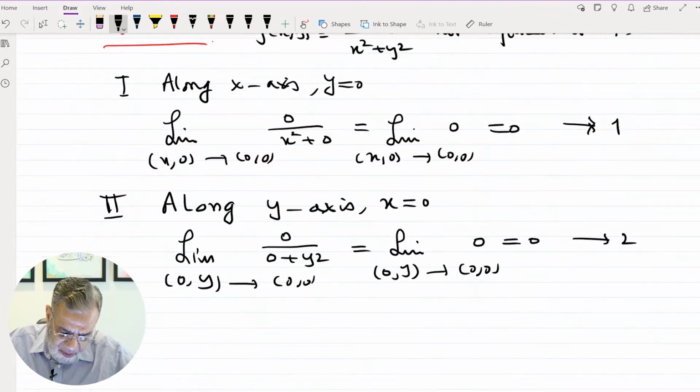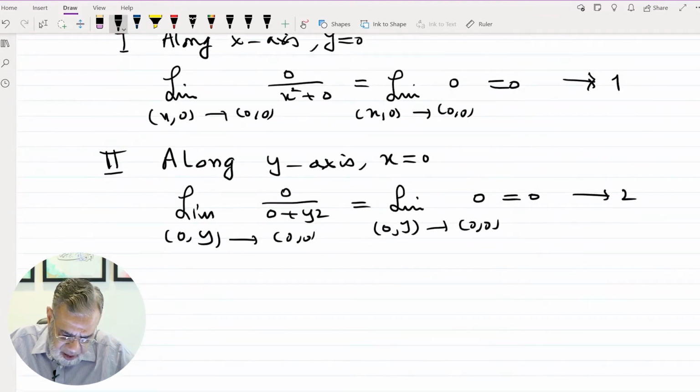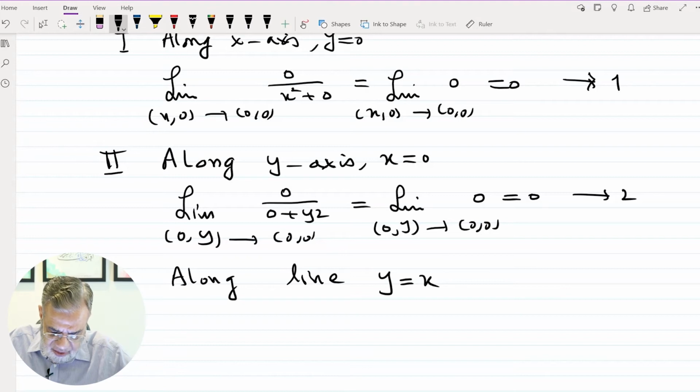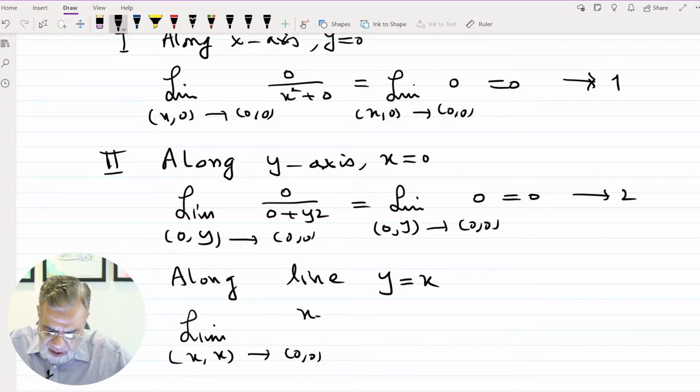Which means I have to take one more path. I try to find the limit along the line y equal to x. I can also take y equal to −x, or the limit along the curve y equal to x², y equal to x³. I have many possibilities to do that. So first I use y equal to x. When I take y equal to x, I have the limit as (x,x) goes to (0,0), and we get x·x/(x² + x²).